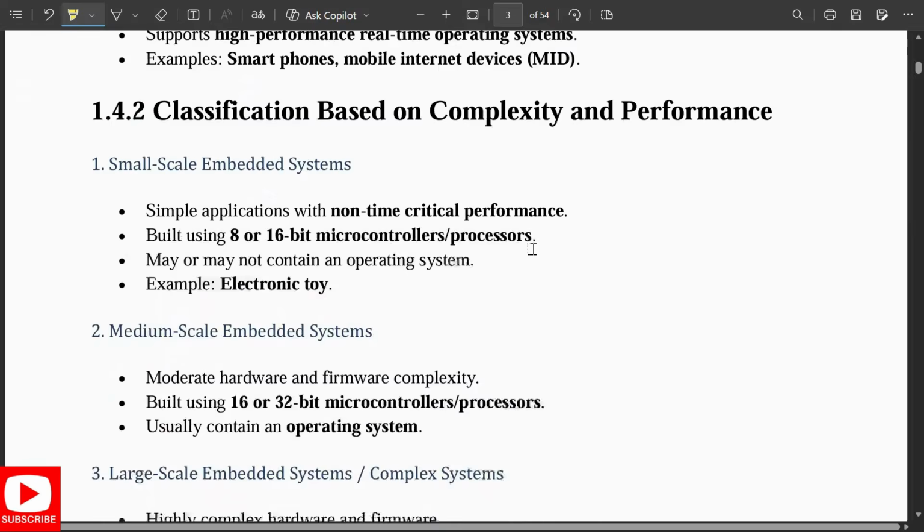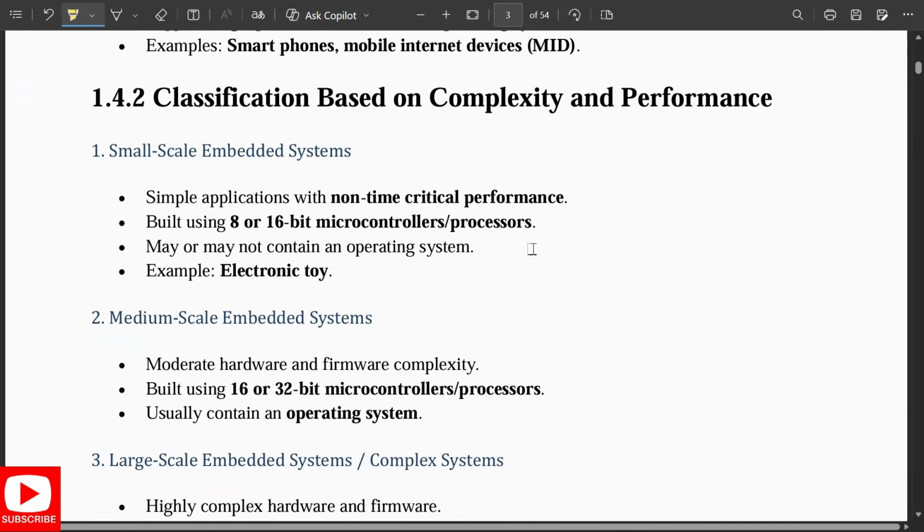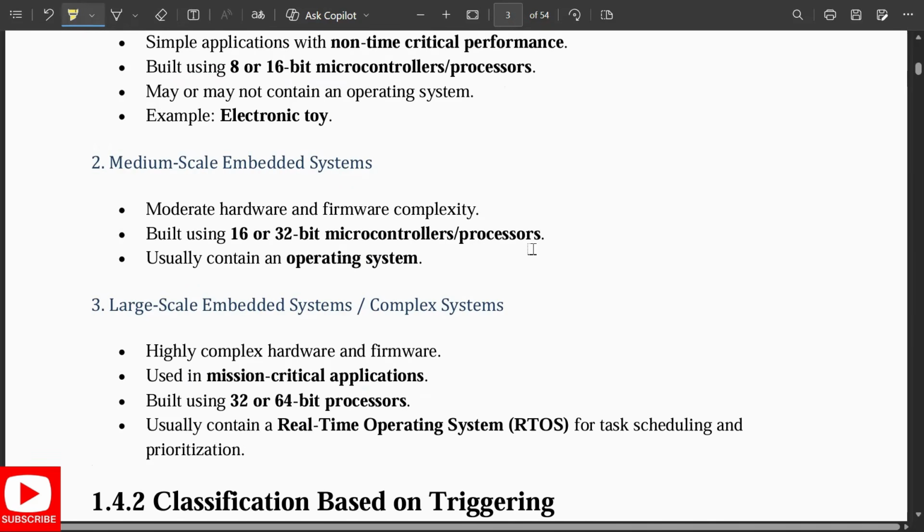So second thing is classification based on the complexity and performance. Small scale embedded systems. So simple applications with non-time critical performance built using the 8 or 16-bit microcontrollers or processors may or may not contain an operating system. Example, an electronic toy. This is a small scale. In the medium scale, we are having moderate hardware and the firmware complexity that is built using the 16 or 32-bit microcontrollers or processors, usually contain an operating system.